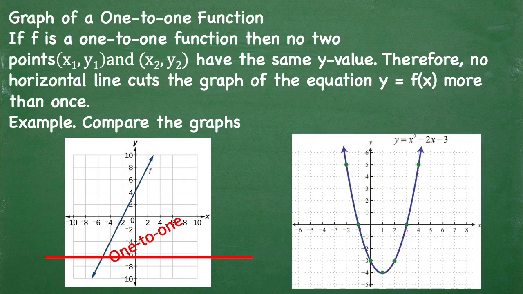Another one. We have the graph of a parabola, which is y equals x squared minus 2x minus 3. Let's use our horizontal line. Now, as you can see, we have one value for y, but it is paired with two different values for x. So in this case, it's not a one-to-one relation.